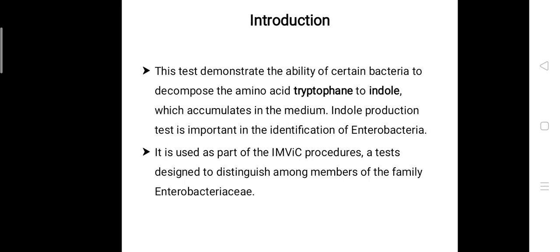IMViC stands for I for indole, M for methyl red, V for Voges-Proskauer, and C for citrate utilization test. Now this i is lowercase to ease the pronunciation. This indole test is designed to distinguish among members of the family Enterobacteriaceae.